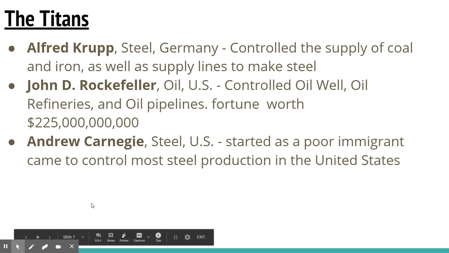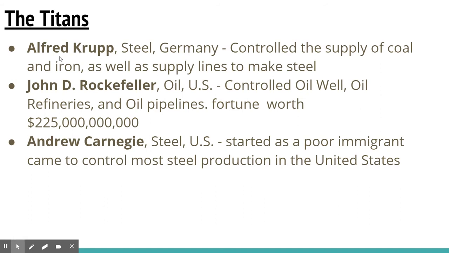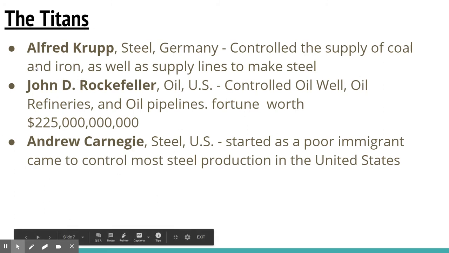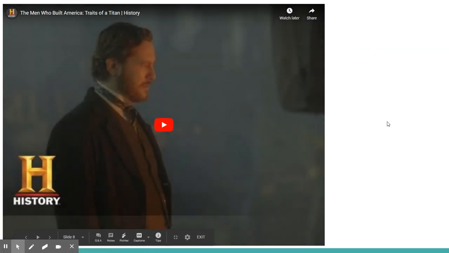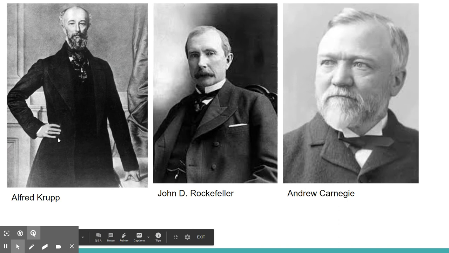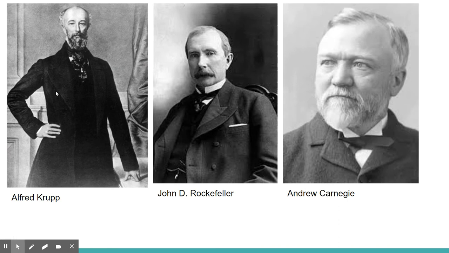Some of the people who started corporations are guys like Alfred Krupp in Germany, who eventually goes on to control pretty much all the coal, iron, and steel in Germany and have a monopoly. John D. Rockefeller controlled Standard Oil, and his oil refineries and pipelines controlled almost all of the oil in the United States. He had a complete monopoly at one point. And Andrew Carnegie had a monopoly on steel. They're called the Titans because their wealth was just unimaginable. So you have Krupp, Rockefeller, and Carnegie, the three poster children for the monopolies.